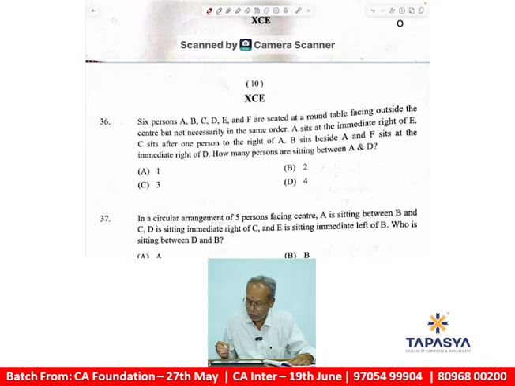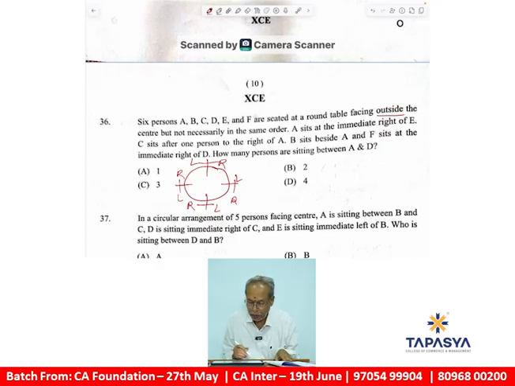Here one point you should notice is that all 6 persons are sitting around the table facing outside. When you face outside, the directions will be different. There are two ways we have done: one is facing the center, and the other is facing not the center. So in this case, this side is right, this side is left. Clockwise movements are right, anti-clockwise movements are left. So keep this point in mind.